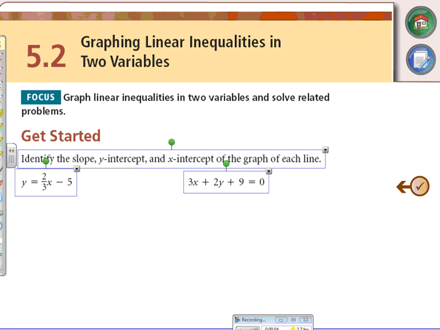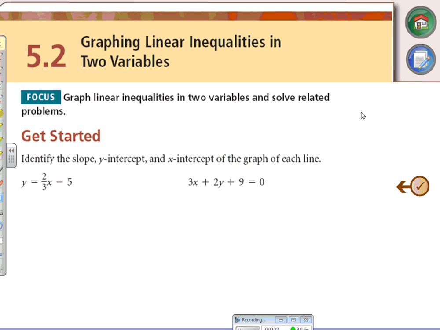All right, 5.2, graphing linear inequalities in two variables now. So in order to be able to graph linear inequalities, we have to be able to graph linear equations very efficiently. So let's just look back at a quick review on graphing.